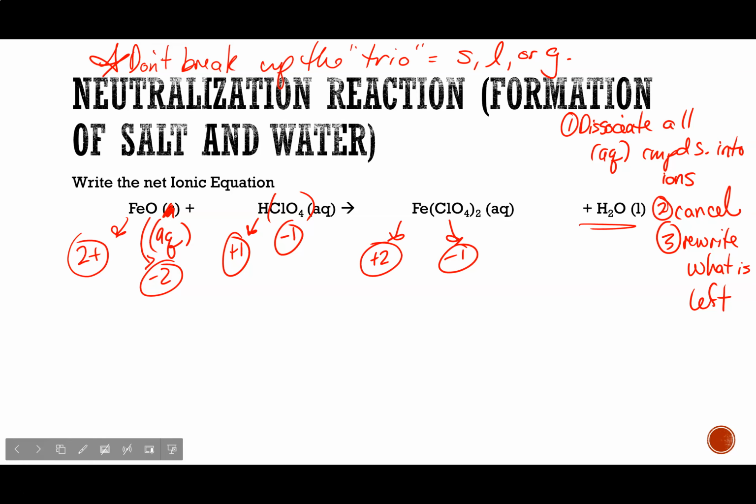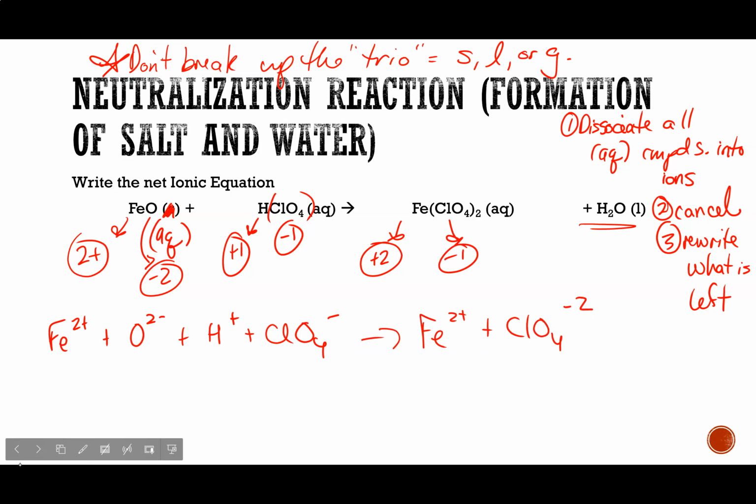Okay, so all right, so let's rewrite them. So I've got Fe2+, O2-, H+, ClO4- makes Fe2+ ClO4- twice. Oh, this is a -1, sorry. But there's 2 of them. Ooh, what did I forget to do? I forgot to balance this equation. So I have to put a 2 here and a 2 here. Hopefully you see why. I'm sorry.